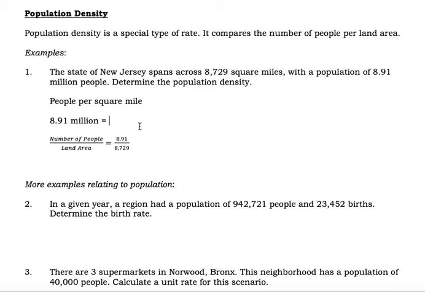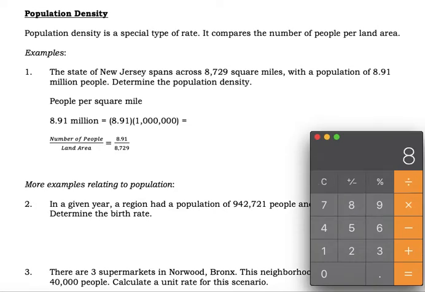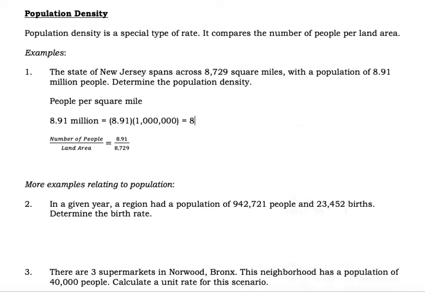So I'm going to convert this to standard form, and to do that, I'll have to multiply 8.91 times a million. Using your calculator, 8.91 times 1 million is 8,910,000. So 8,910,000 people. I'm going to make sure to express my units over 8,729 square miles. Let me just make this bigger.